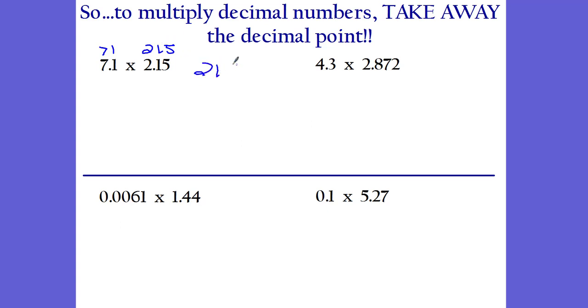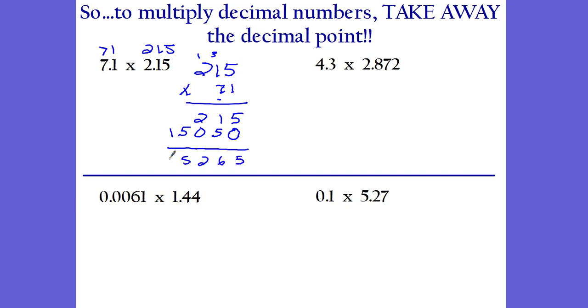So remember, the longer number goes on top. 215 times 71. Do your math. 5, 1, 2. Now we're moving over here to the tens place, so we need to put a 0 in the ones, and then multiply. 35, carry a 3. 7 plus 3 is 10, carry a 1. 14 plus 1 is 15. Add it up, we get 5, 6, 2, 5, and 1.